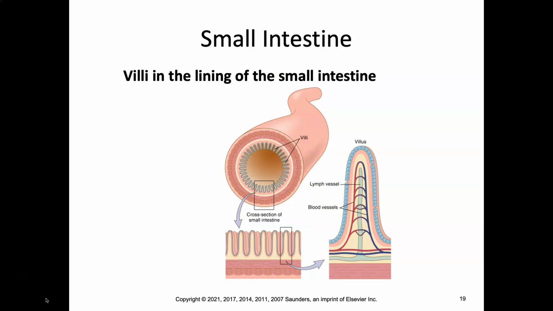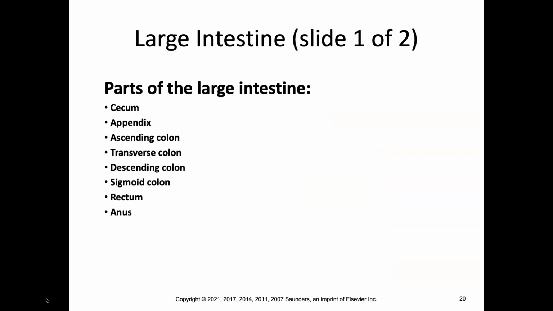So you see here the villi. Those are in the lining of the small intestine, and you look at the cross section, you can see the lymph vessels and blood vessels, and you can see that that's how those nutrients get passed into the bloodstream.